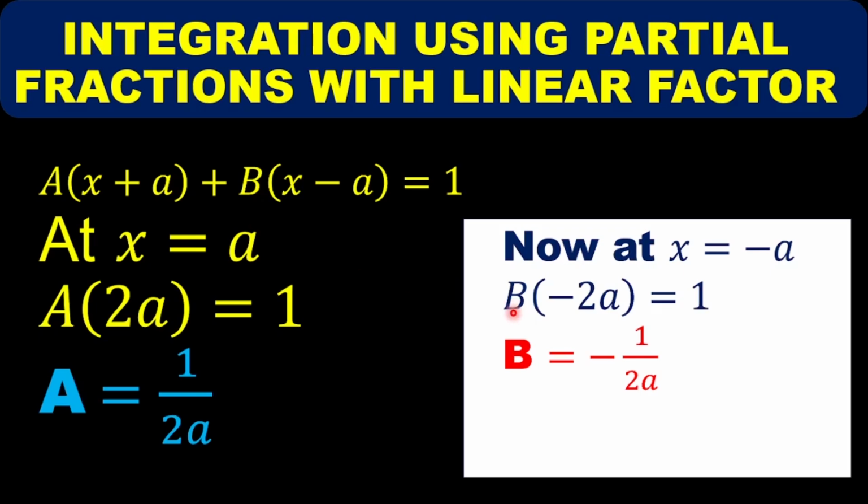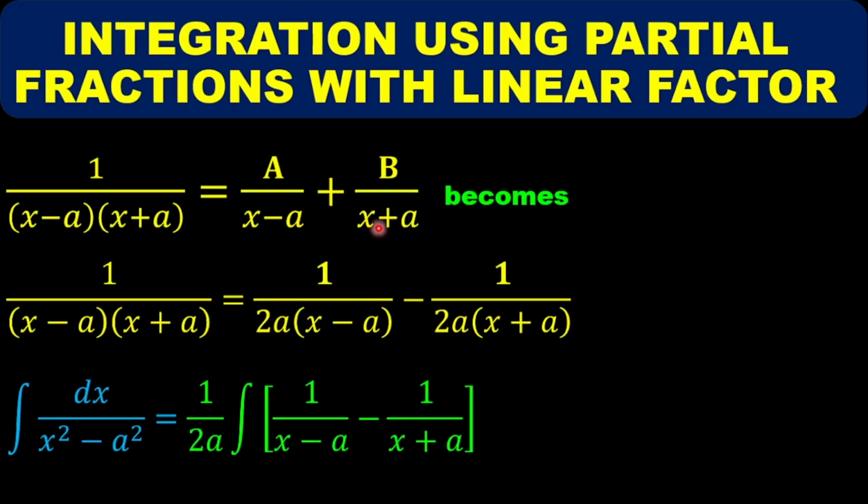So what do we do? We have to divide both sides by minus 2a. Dividing both sides by minus 2a, we get b is equal to negative 1 over 2a. Now we have determined the value of a and the value of b. We now have to go back and replace them into the partial fraction. Remember, this was what we had when we factorized the denominator.